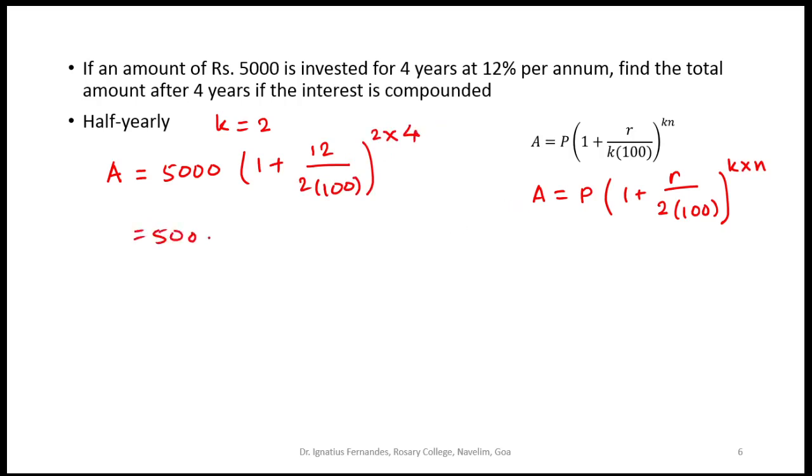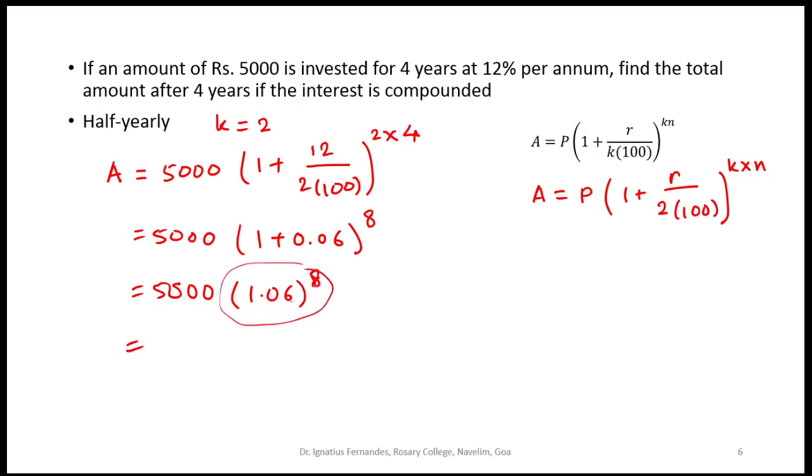So we have to just simplify this. 5000 into 1 plus 12 upon 2 into 100 is 0.06, raised to 8. So it will be 5000 into 1.06 raised to 8. We can use a calculator in finding 1.06 raised to 8 and multiply it by 5000. The value that we will get is 7969.24. So if the interest is compounded on half yearly basis, then the amount that we are getting is 7969.24.